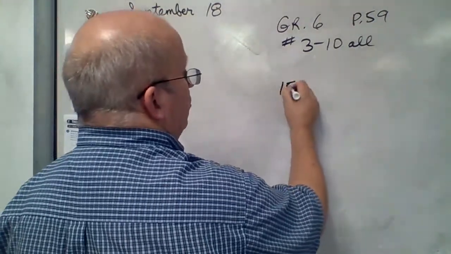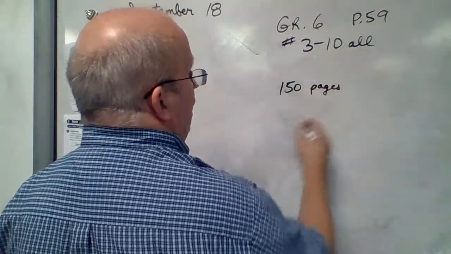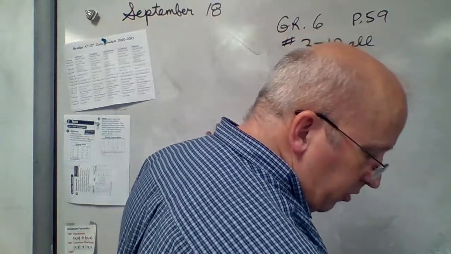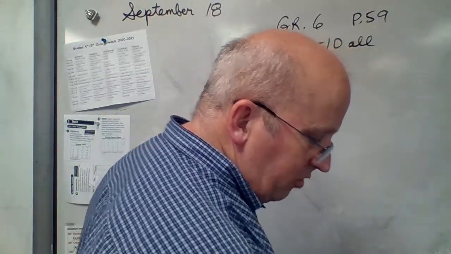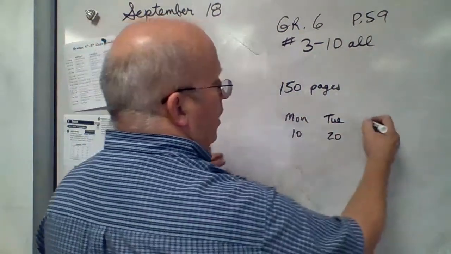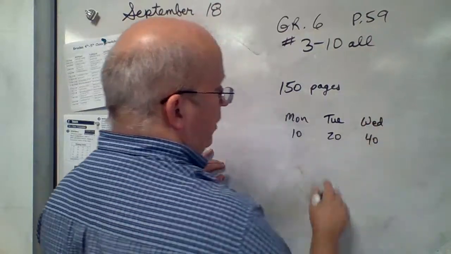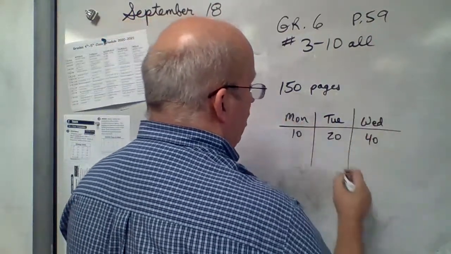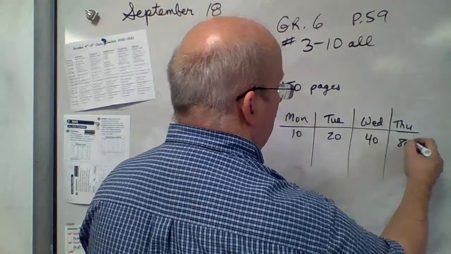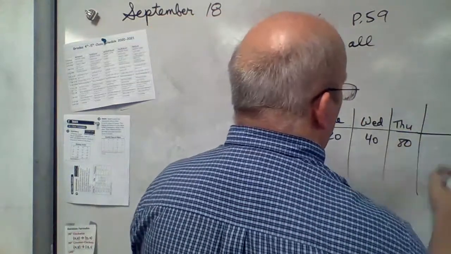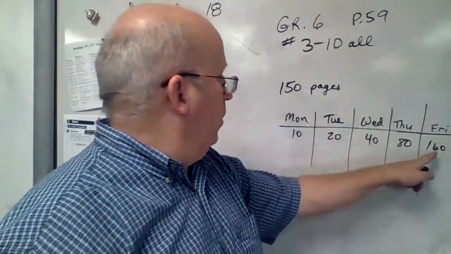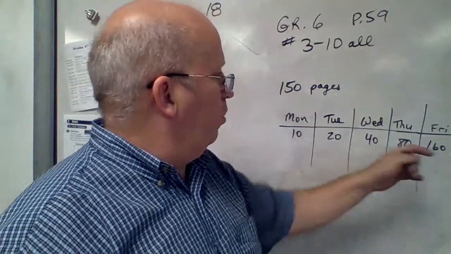Well, we know the book is 150 pages long, right? And we know on Monday she's going to read 10 pages, right? And then it says she's going to read twice as many pages on each day after that. So that means on Tuesday she's going to plan on reading 20, and on Wednesday she's going to plan on reading 40, and so on. The question is, when will she be done with this book? Obviously, I went too far here. But the question is, what day of the week will she be done?